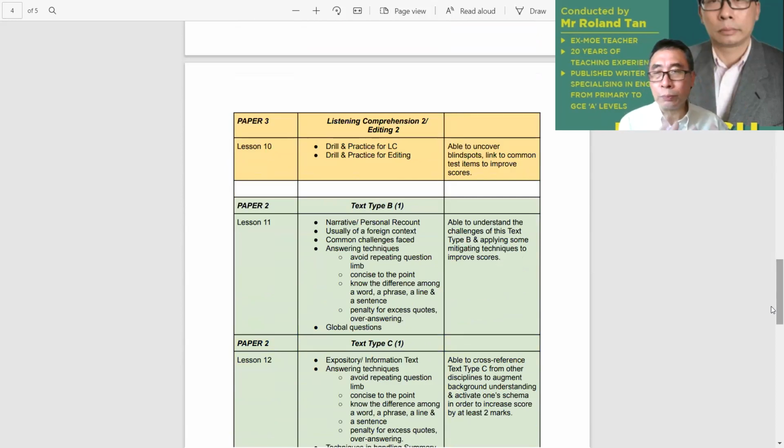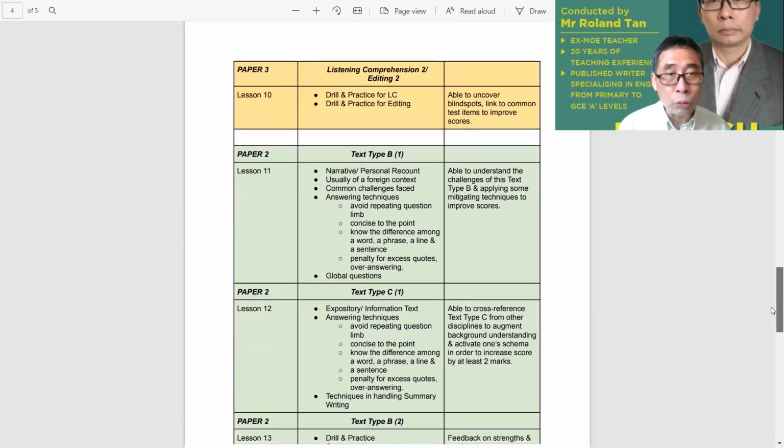I have also doubled down on additional exposure for your editing, because as I said, editing is something that you can learn and you can do well once you remember all the grammatical formulas. This is to help you uncover blind spots. In the case of editing, I'll make the link to the common test items, which are the 8 items I mentioned earlier on. This is to help you improve your scores.